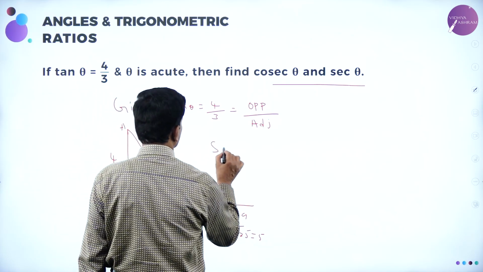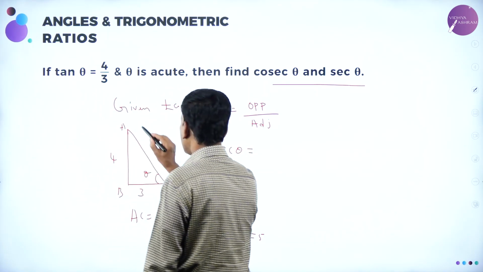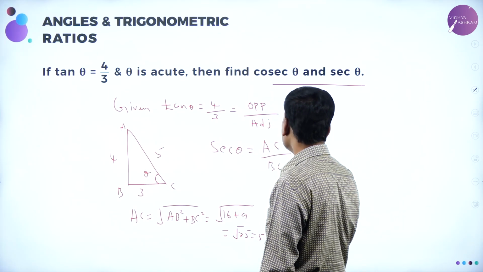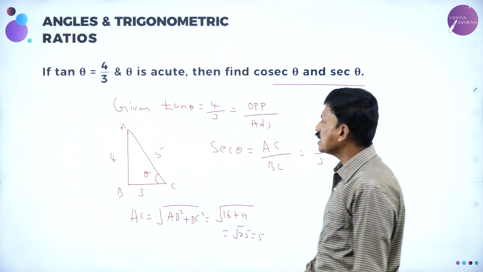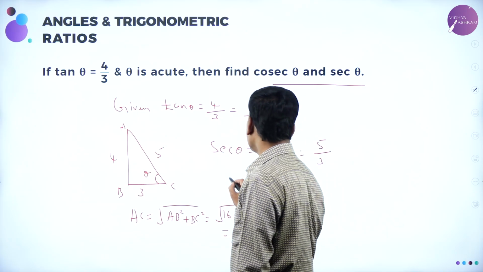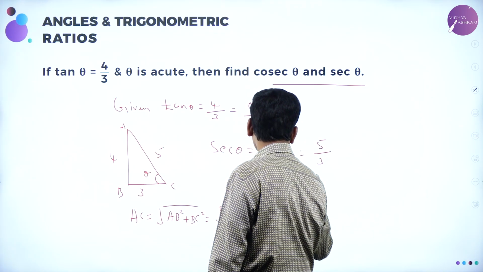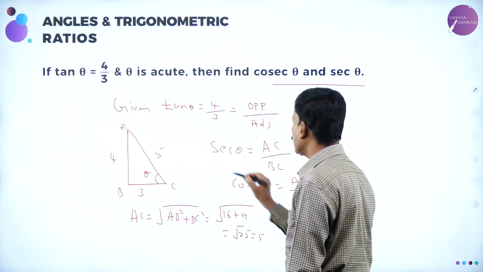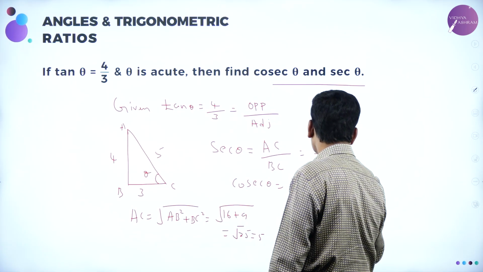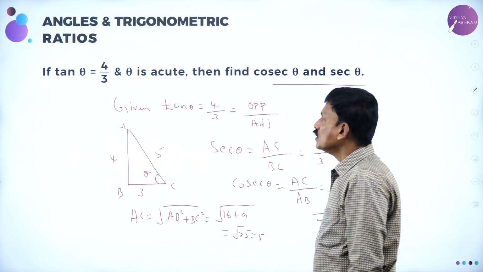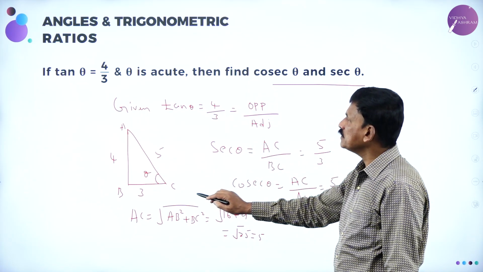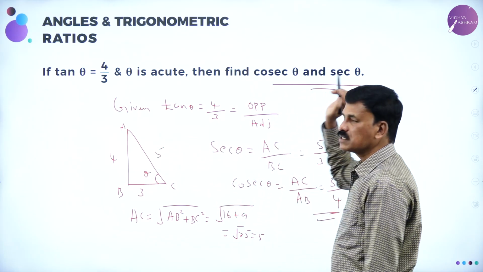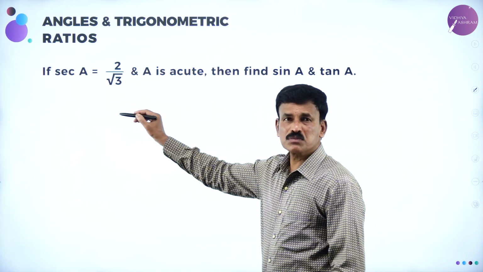Now what is secant theta from this? Secant theta is equal to hypotenuse divided by adjacent side. That is nothing but AC divided by BC. What is AC? 5 divided by 3. Secant theta is equal to 5 by 3. And the cosecant theta. What is cosecant theta? Cosecant theta is equal to hypotenuse divided by opposite side. That is nothing but AC divided by AB. What is AC? AC is 5. AB is equal to 4. That's it. So if tan theta is equal to 4 by 3, then secant theta is equal to 5 by 3 and cosecant theta is 5 by 4. That's it. This is how we are going to solve this problem. Let's move on to the next problem.